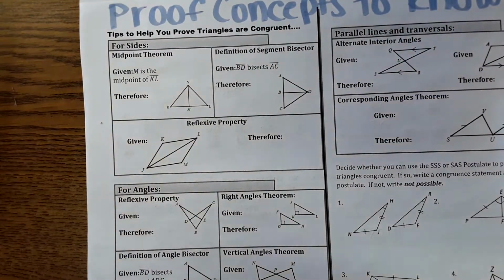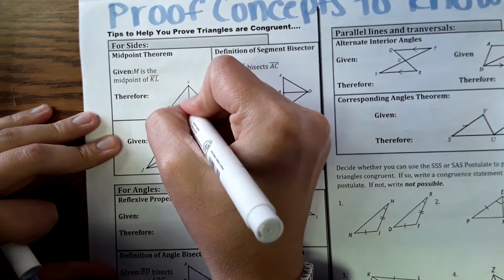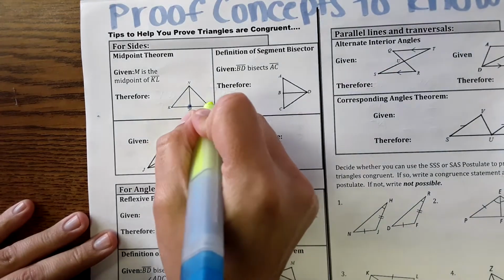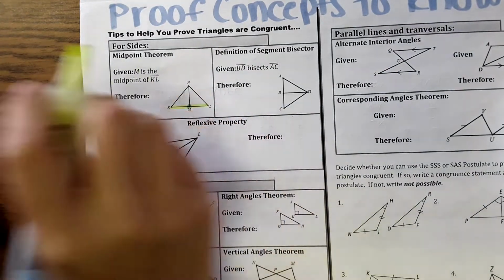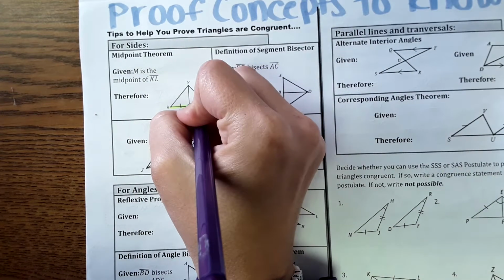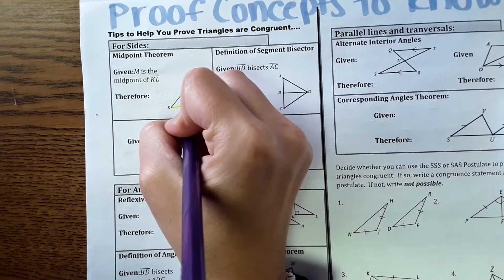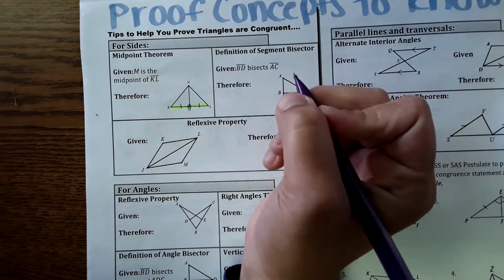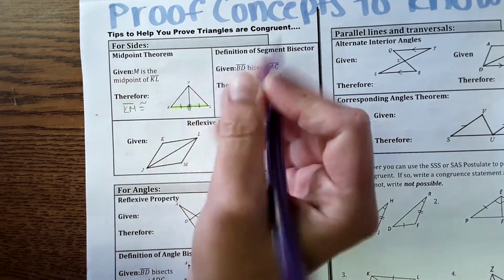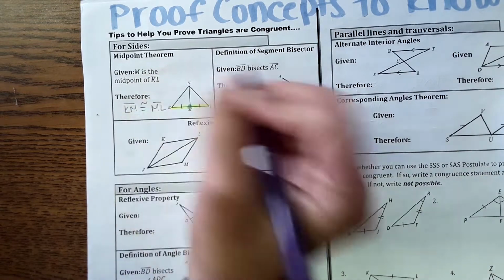Okay, so it says that M is the midpoint of KL, so point M is the midpoint of the segment KL. And what that means is that this side of the segment will be the same length as this side. It being the midpoint, that's the middle, so each half would be the same length. So therefore, we can say that segment KM is congruent to segment ML.